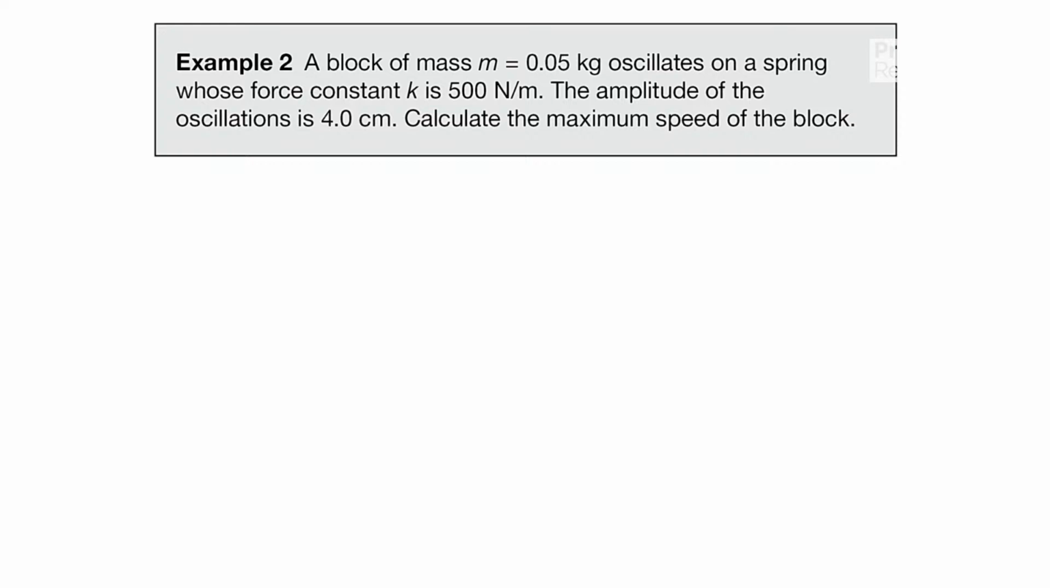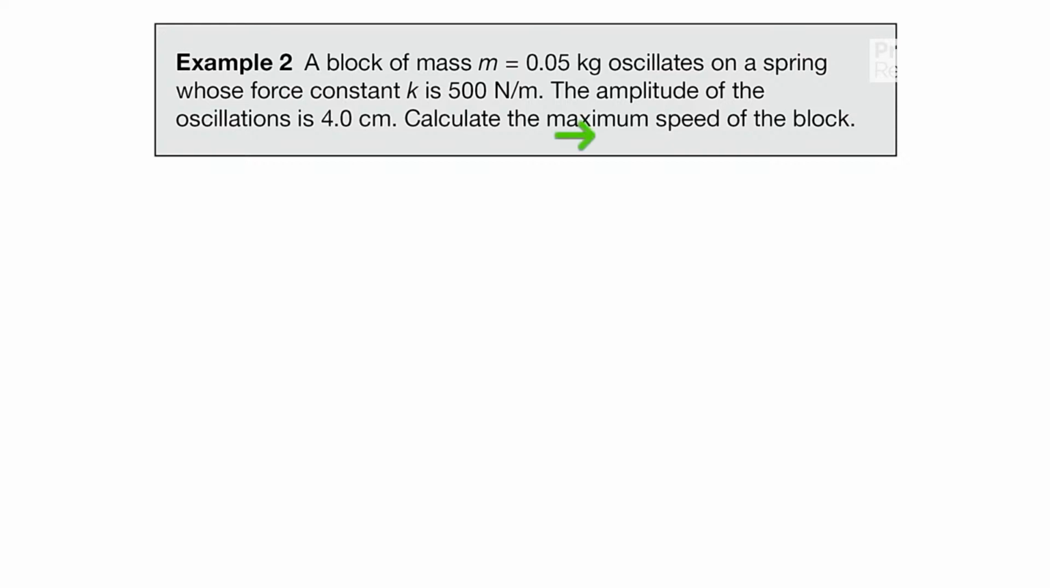So this question says a block of mass 0.05 kilograms oscillates on a spring whose force constant is known. The amplitude is also known. And here we want the max speed of the block. So in terms of setting up the problem, notice the question's asking you for speed, which is a scalar. And what they give you is mass, which is scalar, spring constant, which is scalar, and amplitude, which is scalar. So we should be thinking about scalars, which makes us think of energy considerations.